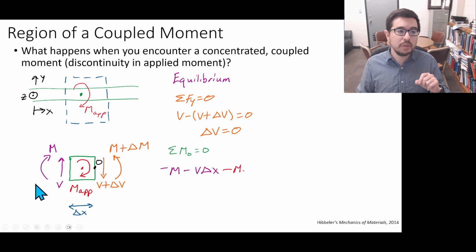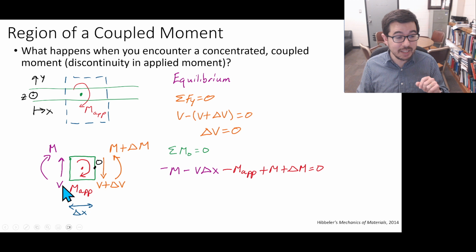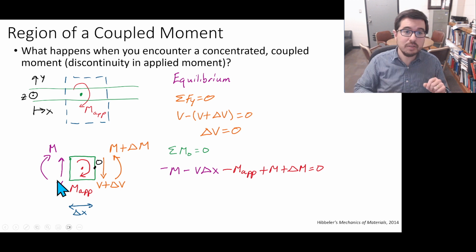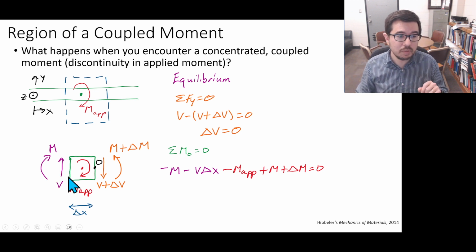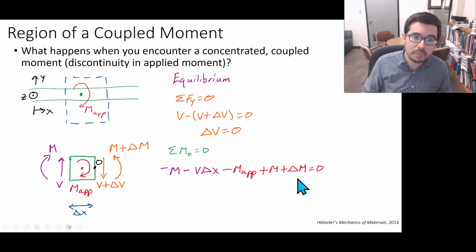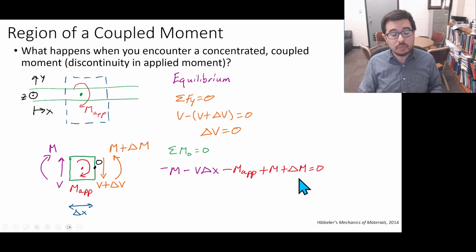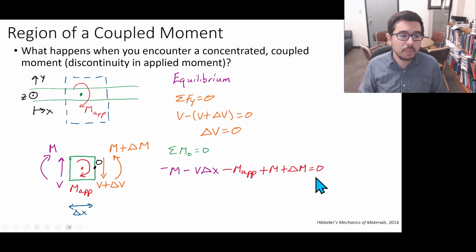We have this M, we have this V, acting at a distance delta x in the negative direction, and it's going into the board. We have M_app also going into the page, and then we have no contribution from V plus delta V and M plus delta M right here.